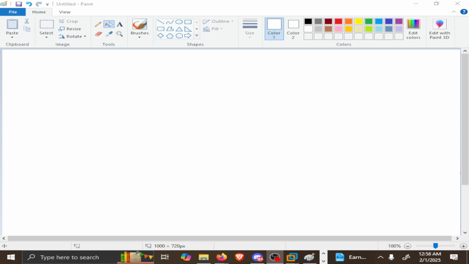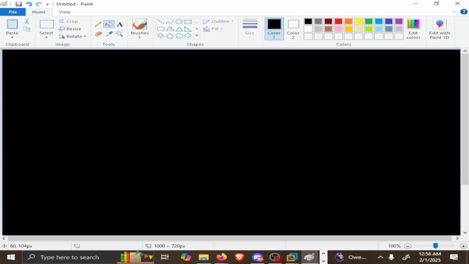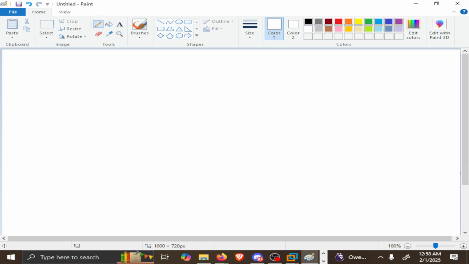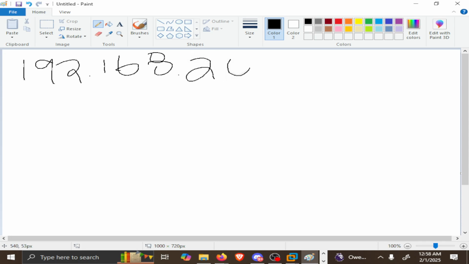So I want to look at a basic IPv4 address like 192.168.200.1. This is a decimal number. If I wanted to convert it to binary, it can easily be done. This is probably one of the easier conversions.